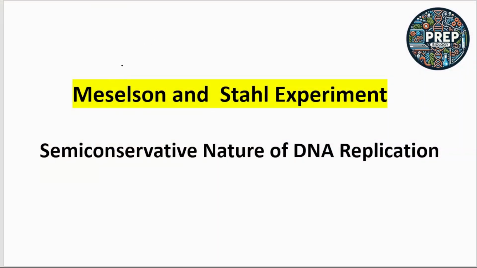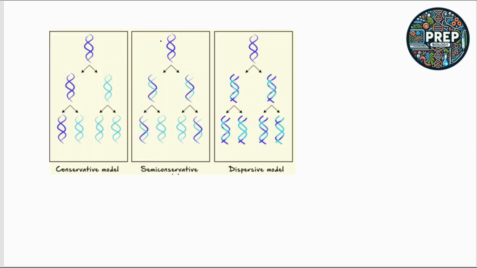So today in this lecture we are going to discuss the Meselson and Stahl experiment. Their experiment proves that DNA replication is semi-conservative in nature. We have the three models of DNA replication. First is conservative, second is semi-conservative, third is the dispersive model.